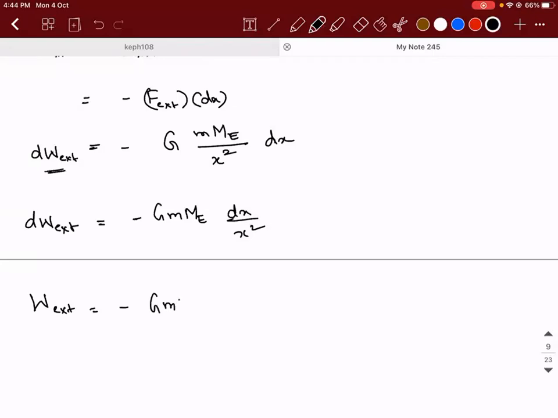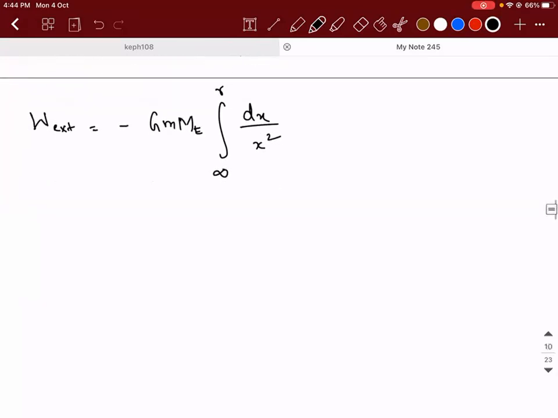So minus G small m into capital M E into integral of dx divided by x square. Where is the object moved from? What is the initial position of the object? X is at infinity, and when it is moved to some distance r, then what is going to be the value? It is minus G into capital ME into integral of 1 by x square, which is minus 1 by x from infinity to r.